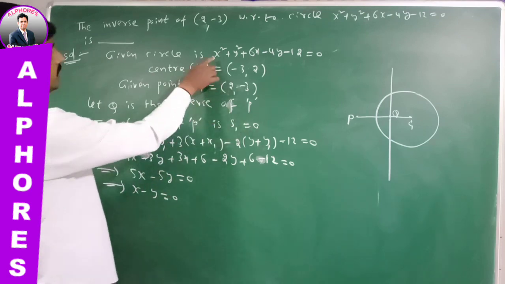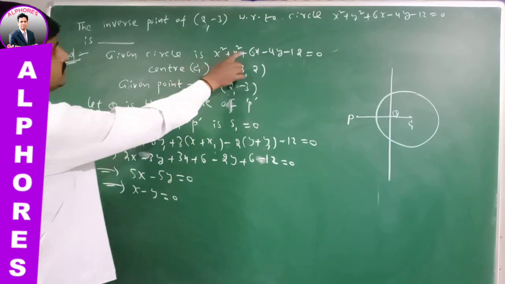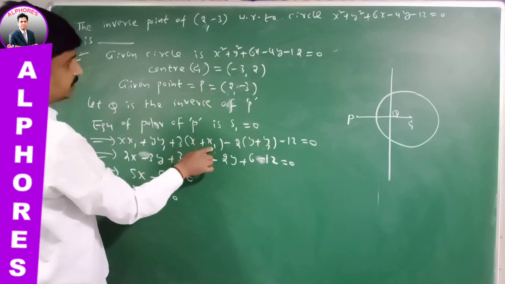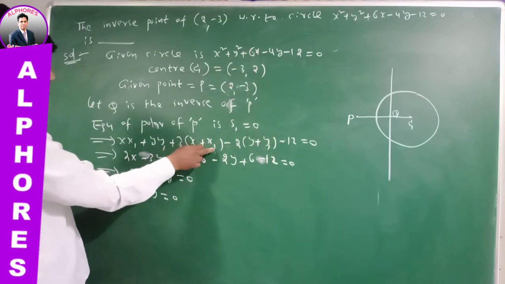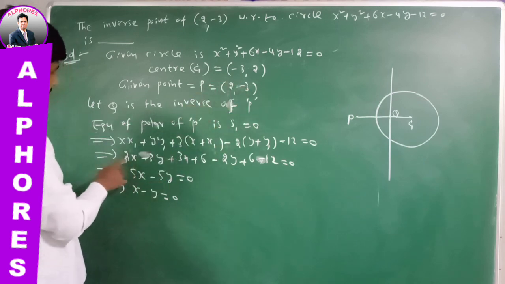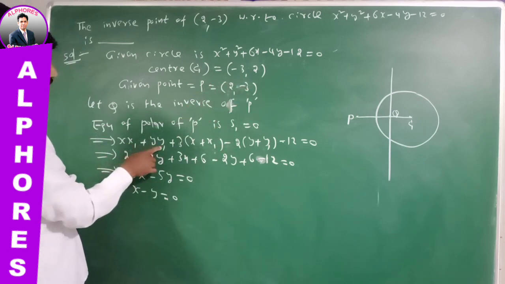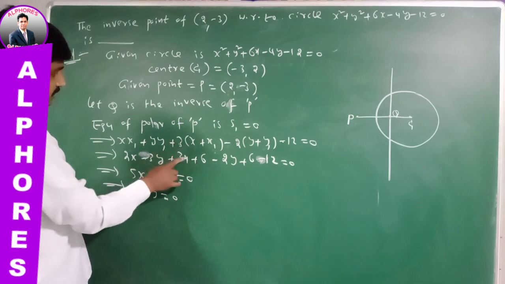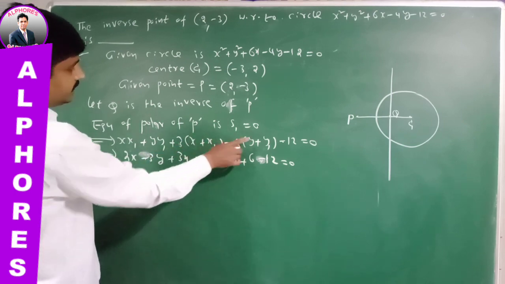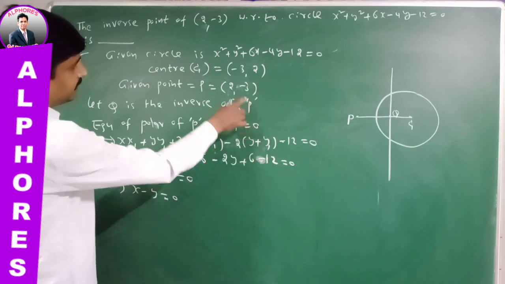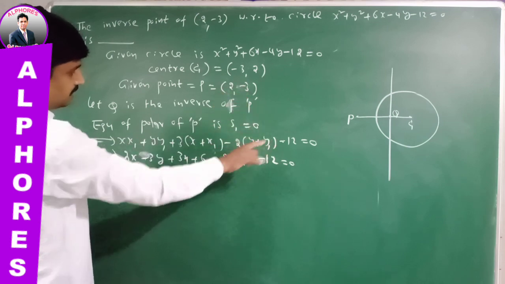S1 equal to 0: S1 is x x1 plus y y1 plus 3 of x plus x1 minus 2 of y plus y1 minus 12 equal to 0. In place of x1, y1 put 2, minus 3. Here x1 is 2x, y1 is minus 3, minus 3y plus 3x. Here 3 into 2 is 6. Next minus 2y, minus 2 into y1, which is minus 3, here plus 6 minus 12.